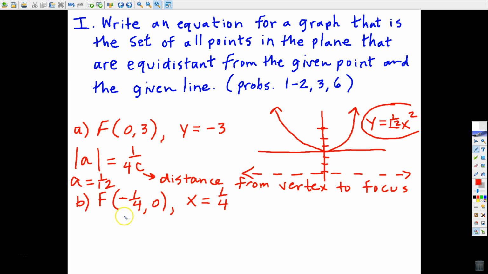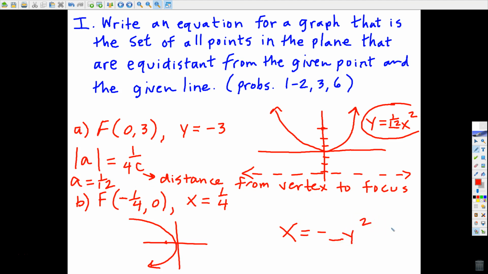All right, letter B. What do I know about how this parabola opens? The focus is on the negative x-axis. I'll just put a little random dot here. I'm going to call that negative 1/4, 0. So how does this parabola open? Okay, it opens to the left. So I'm starting off already. I know that my equation to represent this has to be x equals negative some number that we're going to use our formula to find, y squared.